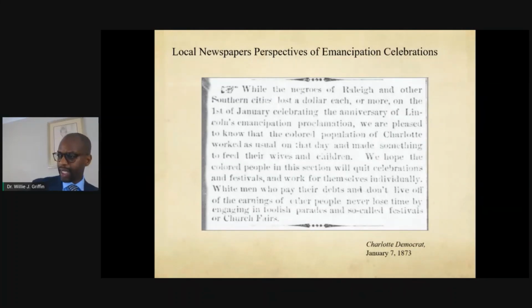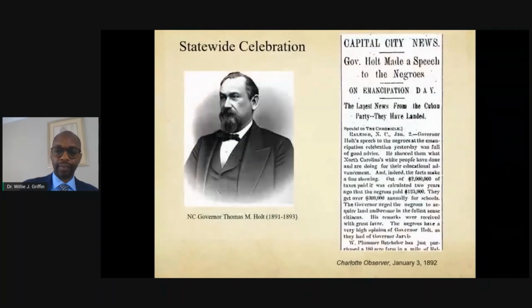And so it says that white men who pay their debts and don't live off the earnings of other people never lose time by engaging in foolish parades and so-called festivals or church fairs. And so this was really the general stance of politicians throughout North Carolina who didn't really see fit for African Americans to celebrate their freedom.